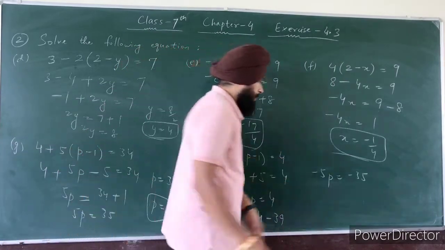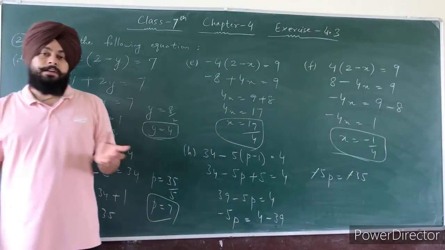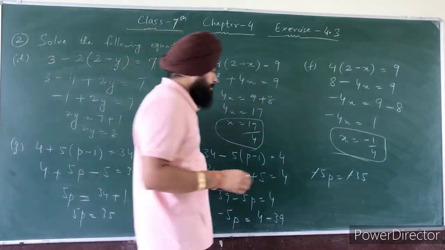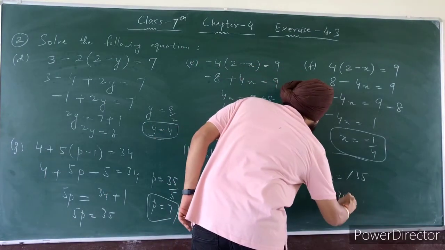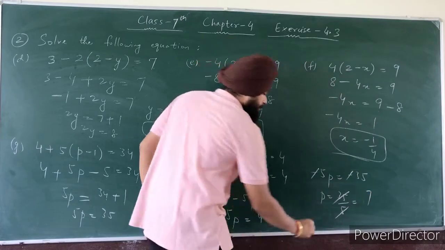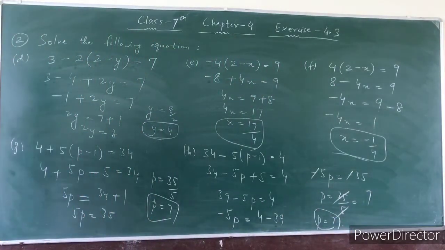Alright. Now this minus minus cancel. When there is a negative sign on both hand sides, you can cancel the negative sign. Next, p is equal to 35 over 5 and 5 sevens are 35, 7. So therefore the value of p is what? The value of p is here 7. So this is your question number 2 of exercise 4.3.